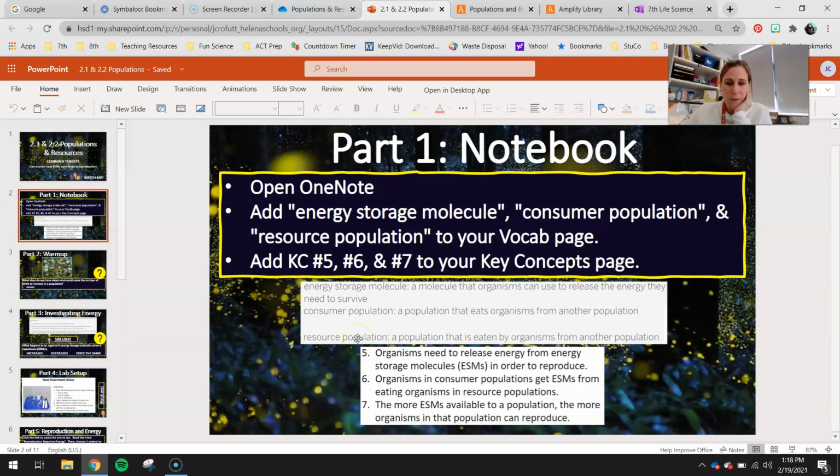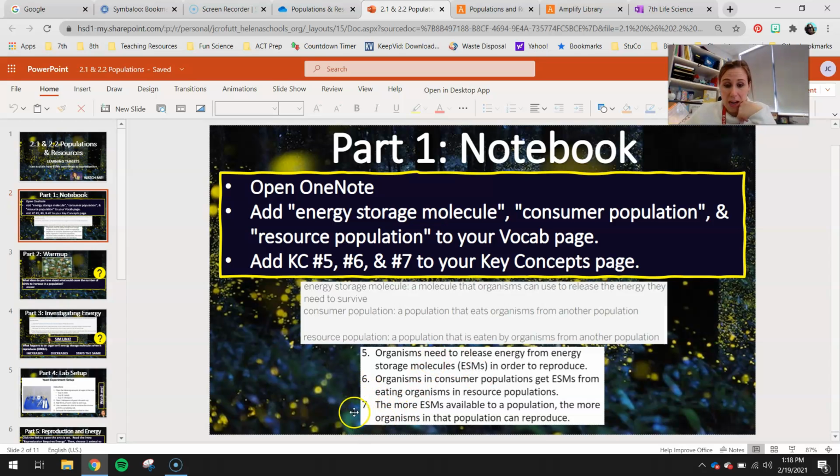Key concept number 5: organisms need to release energy from energy storage molecules in order to reproduce. Reproducing takes a lot of energy, just like running from a predator. And organisms in consumer populations get ESMs from eating other organisms in resource populations. So they get their energy from a resource population. Maybe if you're something like a deer, you are still a consumer population because you need to get your energy from somewhere, so you would maybe eat grass. So grass would be your resource population.